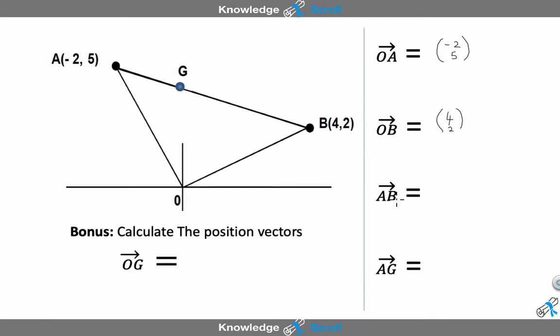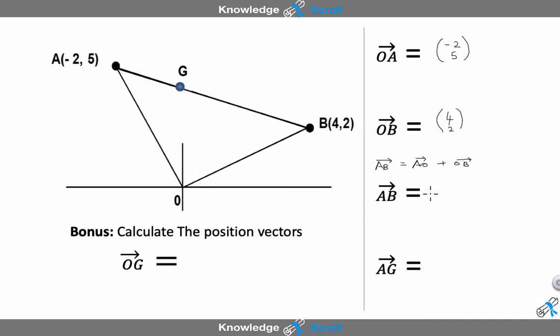Now we move on to the vector AB, which will be this line here from A going to B. Now we don't know the vector for this and we're asked to calculate it, but we do know how to travel from A to O and then from O to B. So if you remember, your vector AB is the combination of A to O plus your vector O to B.